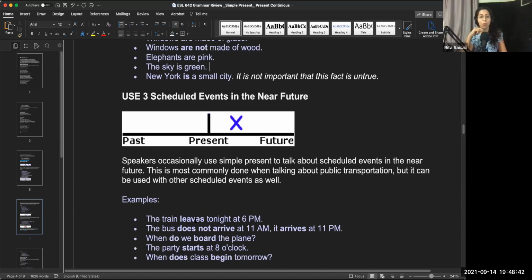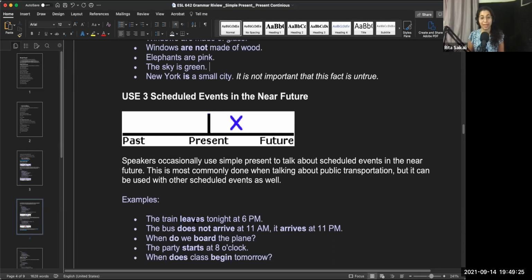The reason, or at least the reason I think they use it for public transportation, is because public transportation has a repeating pattern. So the train always leaves at 6. They also leave at 6:30. They also leave at 7. So there's a schedule and it repeats. So we can say the train leaves tonight at 6. The bus does not arrive at 11 a.m. It arrives at 11 p.m. Again, we're talking about a schedule. So when we're talking about public transportation, there's always a schedule and it's generally a repeating pattern.